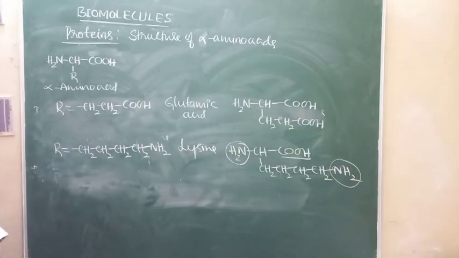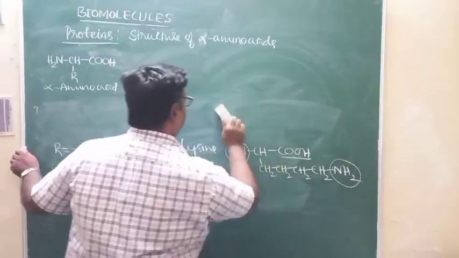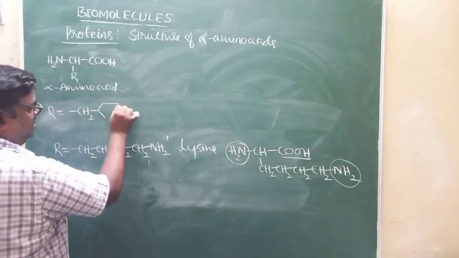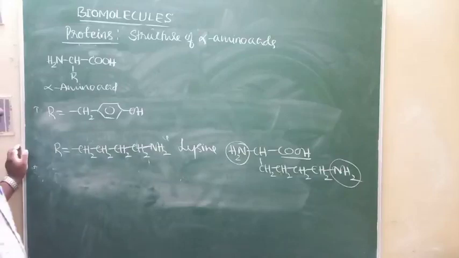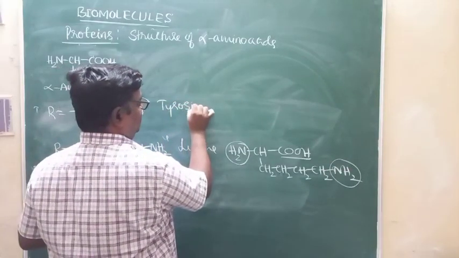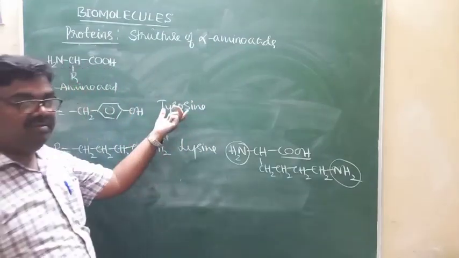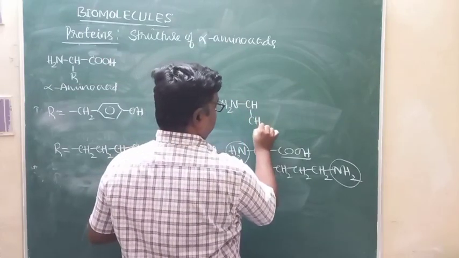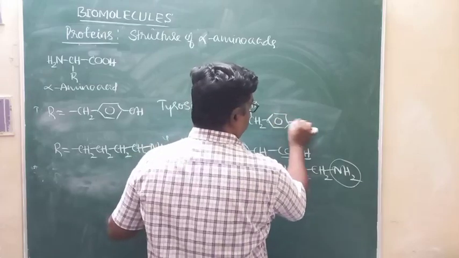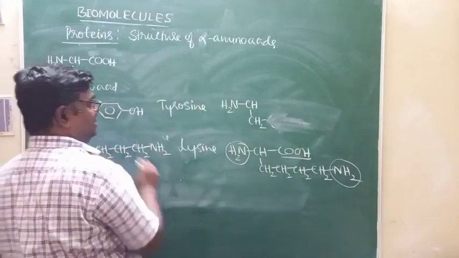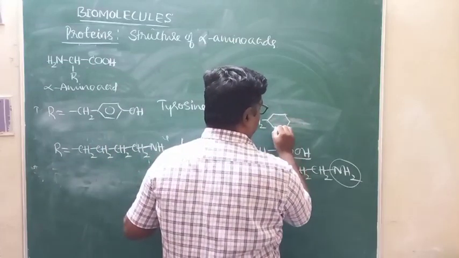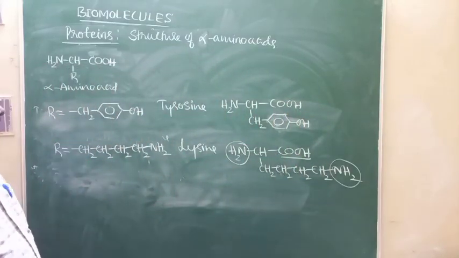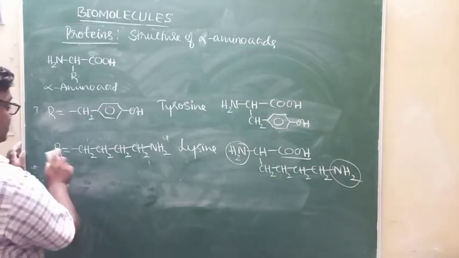Like that, there is one more alpha amino acid. If R is equal to CH2 and a phenolic group, this is tyrosine. It is named tyrosine because it is obtained from cheese. And the structure is NH2CH, and of course a benzene ring, and of course OH. In place of R we put CH2, and of course C6H4, and of course OH. This is tyrosine, and it is also a neutral alpha amino acid.